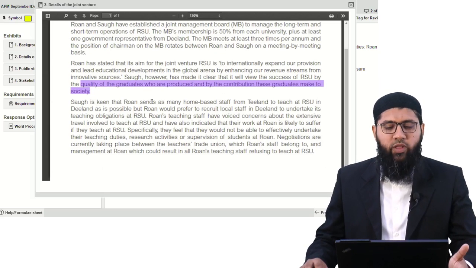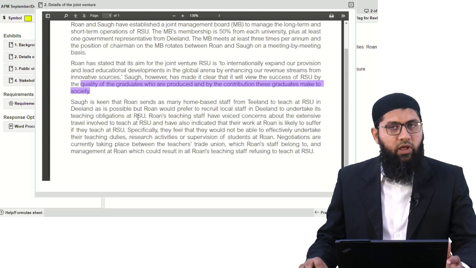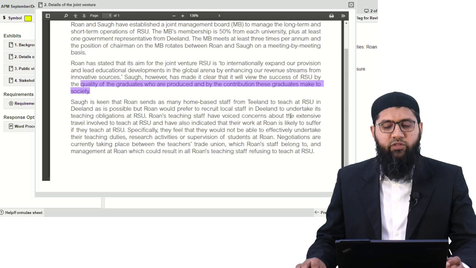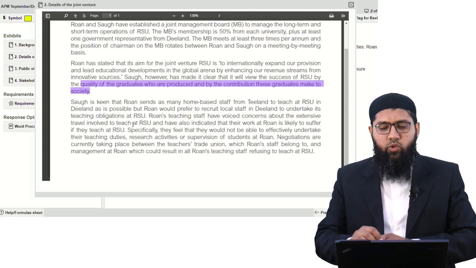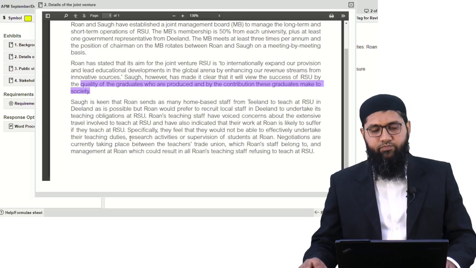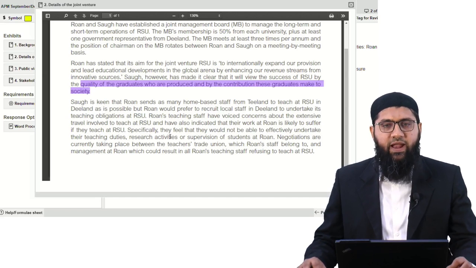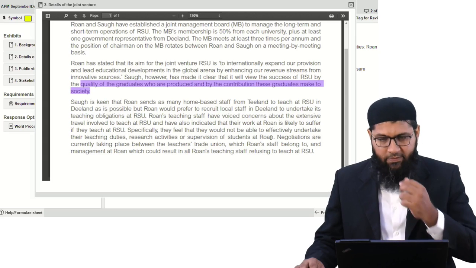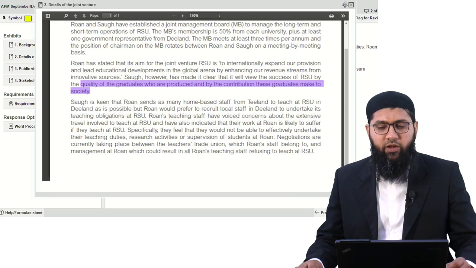Now what next is there? It says SAW is keen that Roan sends as many home-based staff from T-Land to teach at RSU in D-Land as is possible. But Roan would prefer to recruit local staff in D-Land to undertake its teaching obligations at RSU. Roan's teaching staff have voiced concern about the extensive travel involved to teach at RSU and have also indicated that their work at Roan is likely to suffer if they teach at RSU. Specifically, they feel that they would need to be able to effectively undertake their teaching duties, research activities, or supervision of students at Roan. Negotiations are currently taking place between the teachers' trade unions, which Roan's staff belong to, and management, which could result in all Roan's teaching staff refusing to teach at RSU.